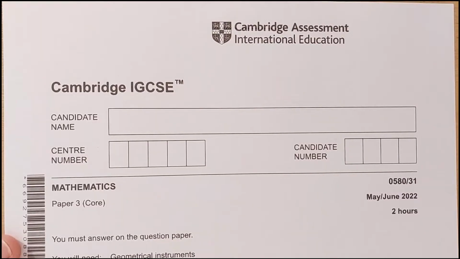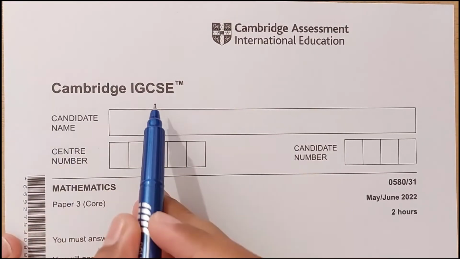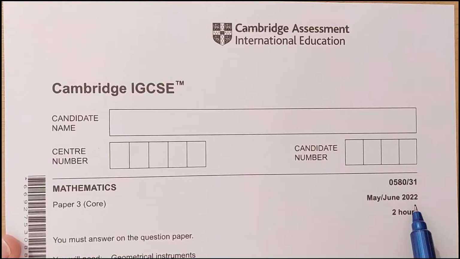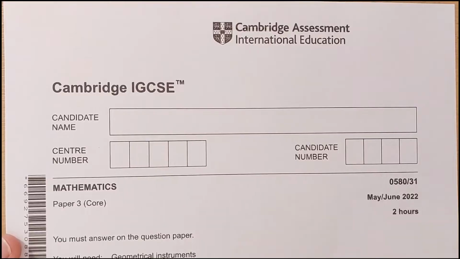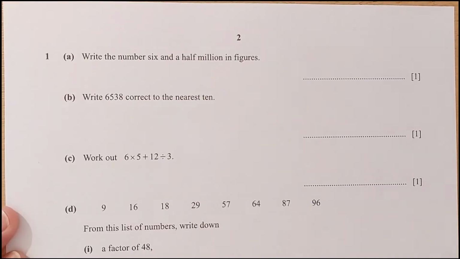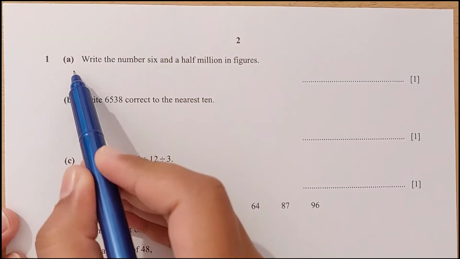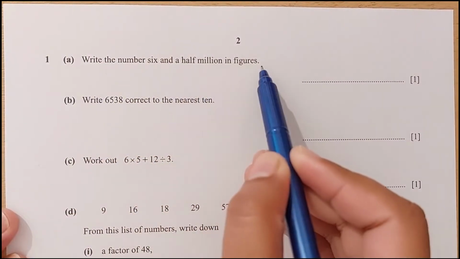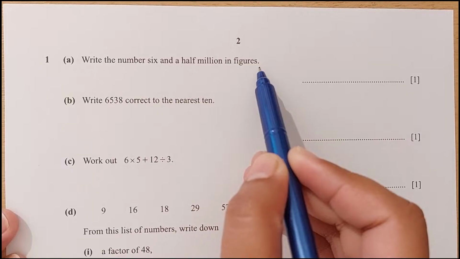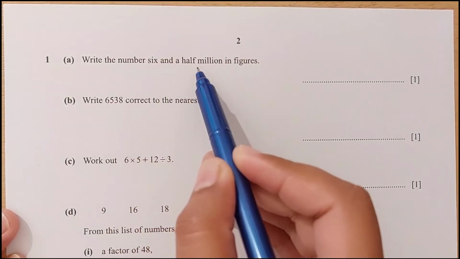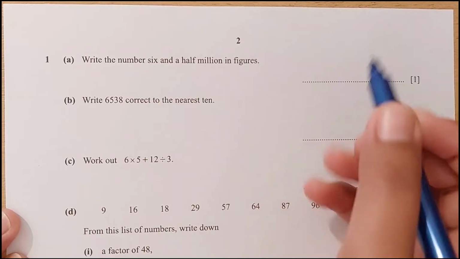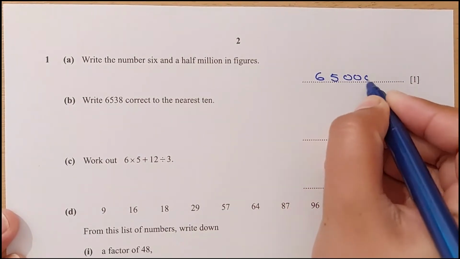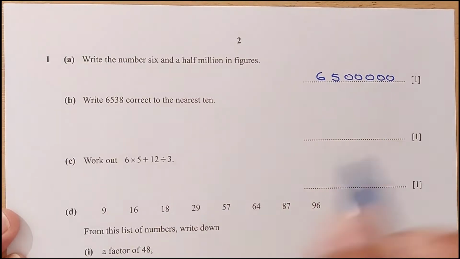Hello everyone, in this video I'm going to solve Cambridge IGCSE Mathematics Paper 3 Core, May-June 2022 session, Paper 3-1. So let's start with question 1. Question number 1, Part A, write the number 6.5 million in figures. We know that 1 million has 6 zeros, and 6.5 million means 6, 5 and then 1, 2, 3, 4, 5 zeros.